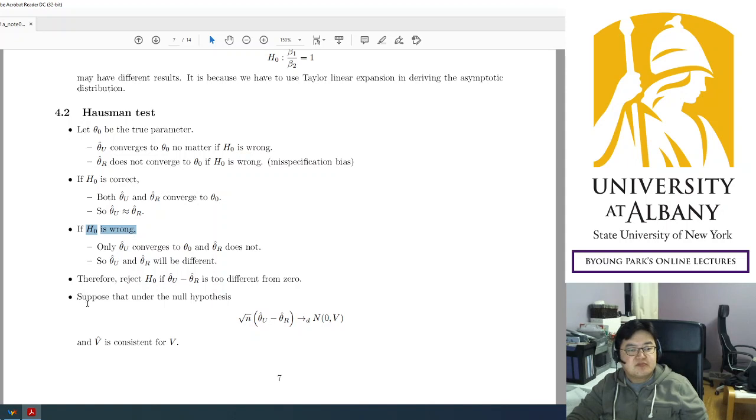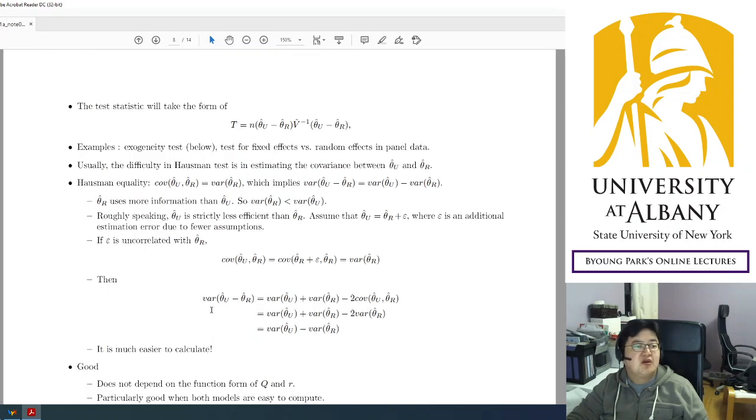Here, suppose that under the null hypothesis, you have this asymptotic distribution, standard asymptotics, and say V hat is consistent for V, then your test statistic takes the same quadratic form. Again, it's another quadratic form, with V hat inverse. The examples of this test include the exogeneity test, which I'm going to introduce below. Simply speaking, the exogeneity test compares OLS versus the two-stage least squares or GMM estimator using instruments.